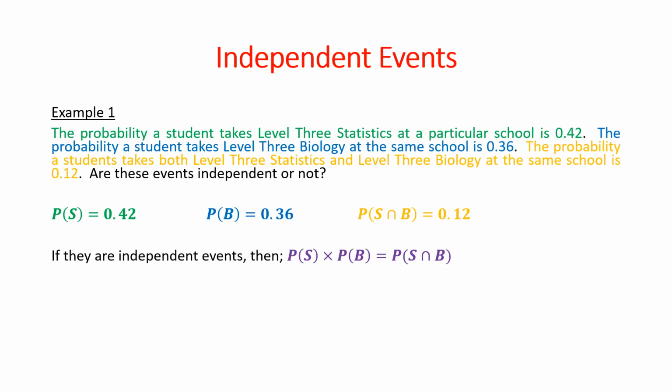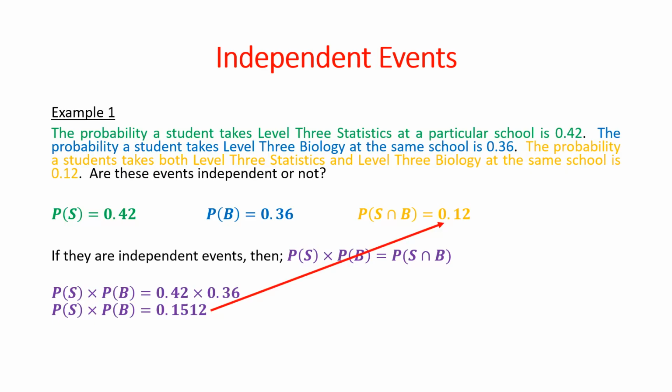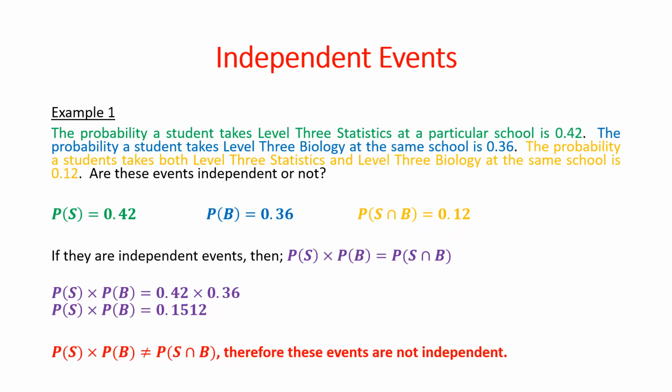If they are independent events, then P of S times P of B is equal to P of S intersect B. So let's work out what P of S times P of B is. So 0.42 times 0.36 gives us 0.1512. And we can quickly check to see it's not the same as P of S intersect B. So here's our argument. Because they're not equal, we are going to say these events are not independent.